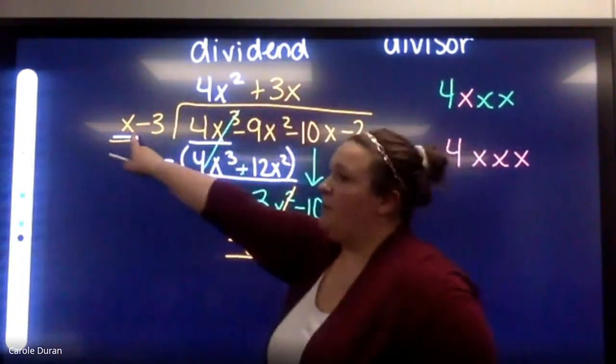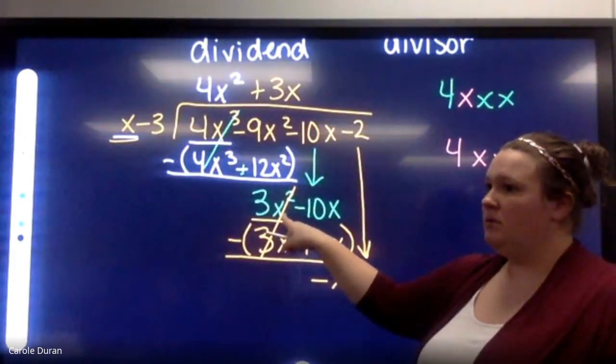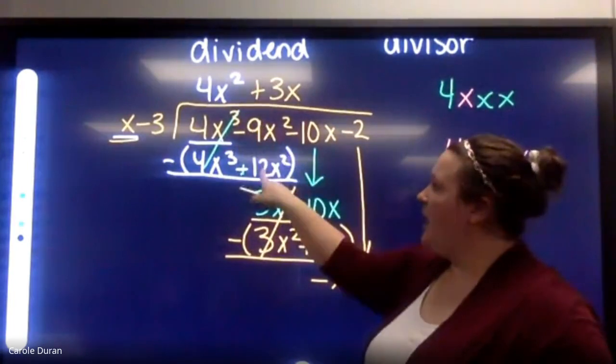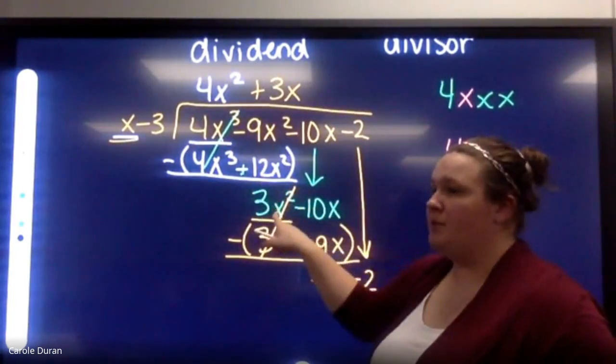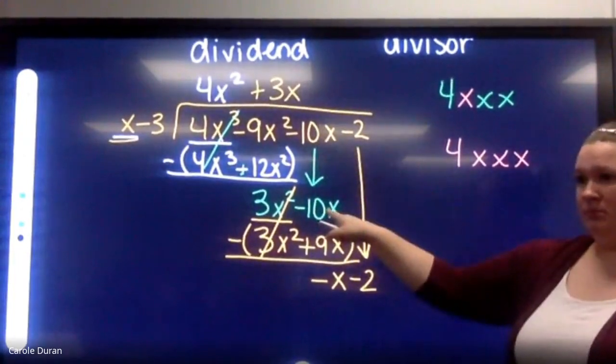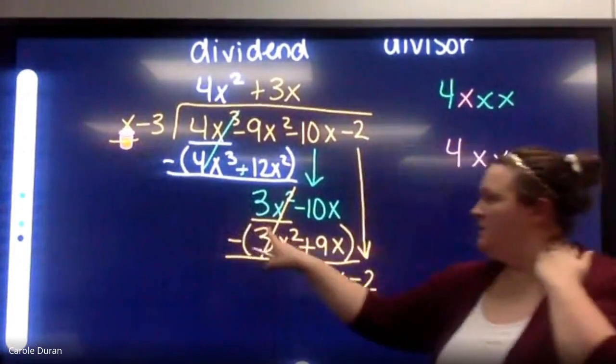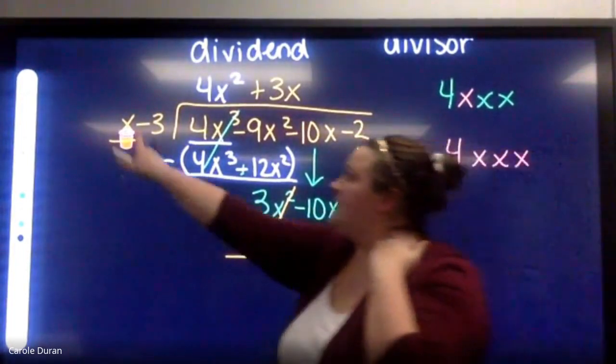To get from x to 3x squared. Negative 9 minus a negative 12 became positive 3. And then I drop down the next term. And then I asked myself, how do I get from here to here? And that's how I got the 3x.